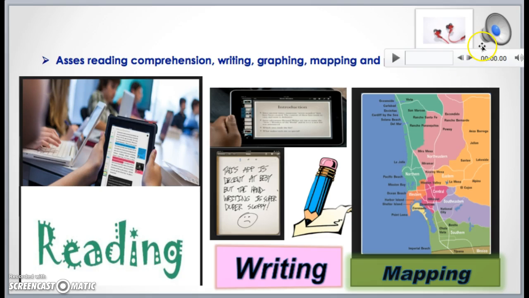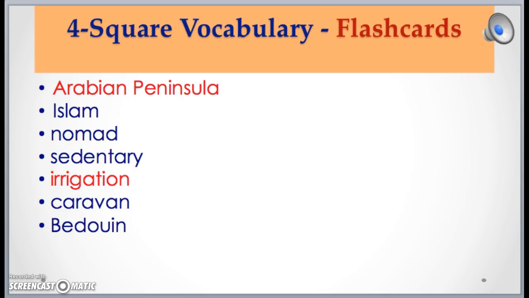Up in the right hand corner, if I happen to be moving a little bit too quickly for you through the presentation, feel free to go and click on the audio icon in the right hand corner and play back the information so that you thoroughly understand what it is you're expected to do. And you can always use your headphones in class when you're reading if you need to have the text read back to you. Let's take a look at the vocabulary.